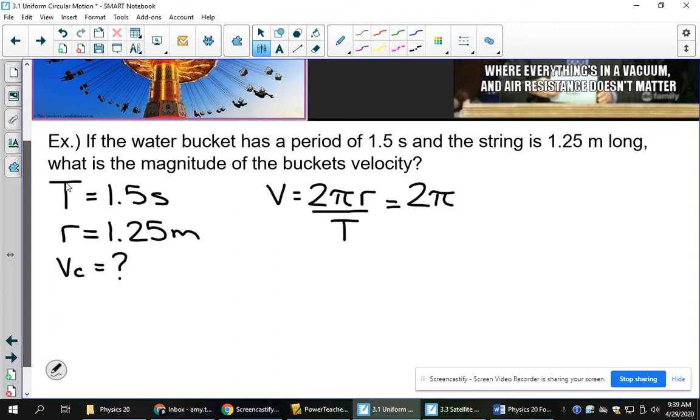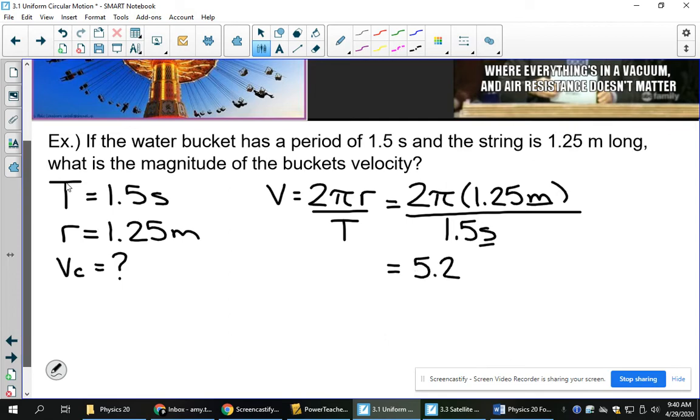If we use 3.14, our rounding at the end is often going to be off because we're using a rounded value to start with. So 2 pi times the radius divided by the period. You can see here that the units, when I put them into my equation, give me exactly what I would expect the units for velocity to be, meters per second. I pop this in my calculator, and I'm going to do 2 sig digs because of the period, and I get 5.2 meters per second.